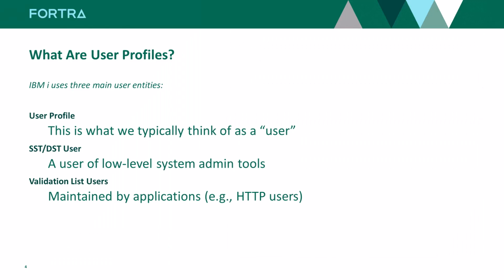When we look at a user profile, there are three primary types. You have user profiles, and group profiles are also user profiles. That's typically what we think of when we think of the user. There are two additional common types: service tool users, used to access the low-level parts of the system and do deep-level traces, and validation list users, most often used for maintaining web applications and authorization to those web applications.